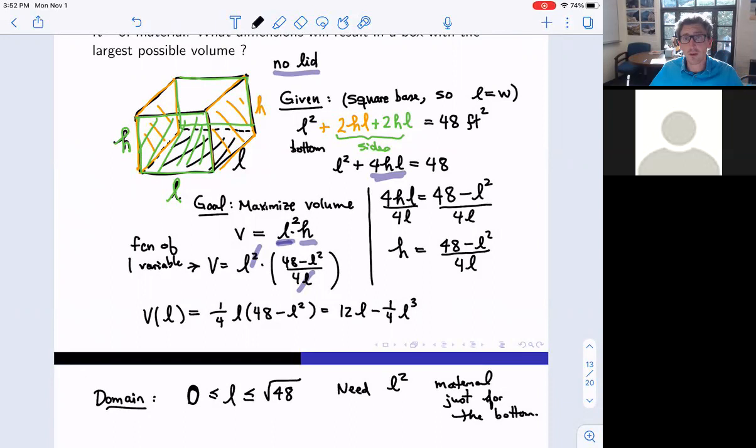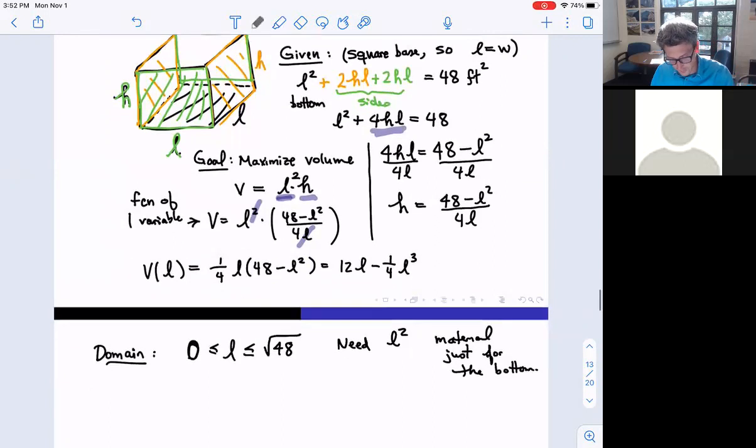Really stretch it to the limits. Well, that's going to mean you used all of your cardboard just to make the bottom. And so how much are you going to have left for the height? You're not going to have anything left. And so if that were the case, your volume's going to be zero. And we can see that, for instance, here, if we plug L equals square root of 48 in, this factor is going to be zero. And so in a lot of these problems, what will happen when we test the endpoints, we're going to get volumes of zero.